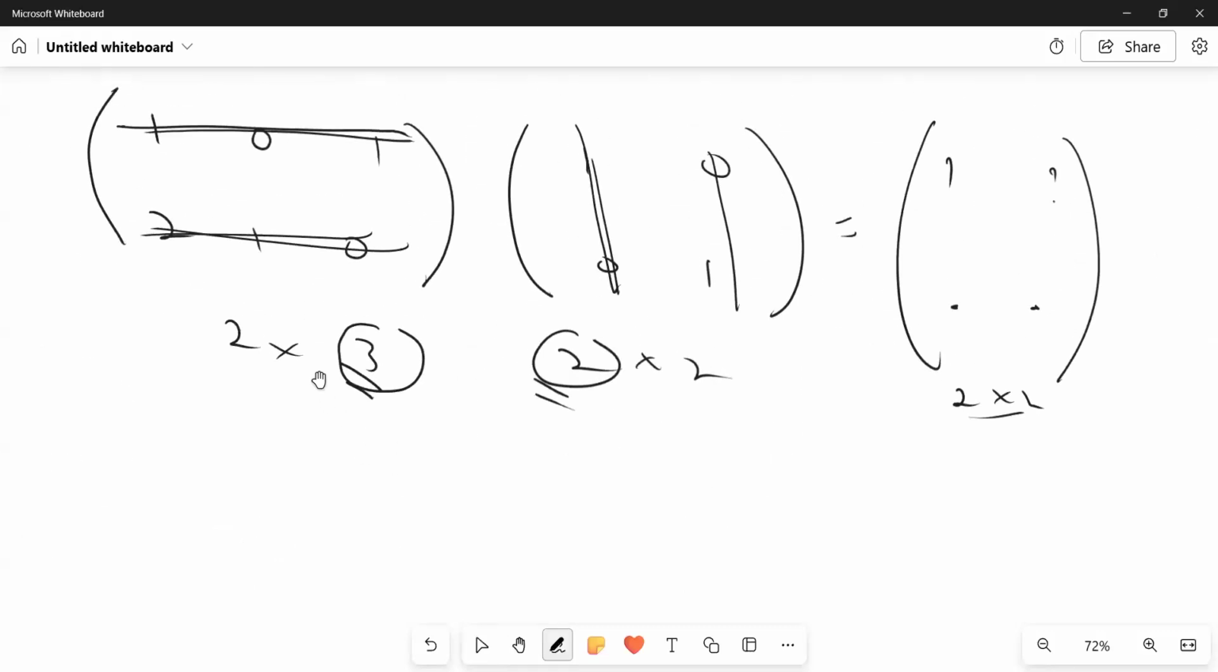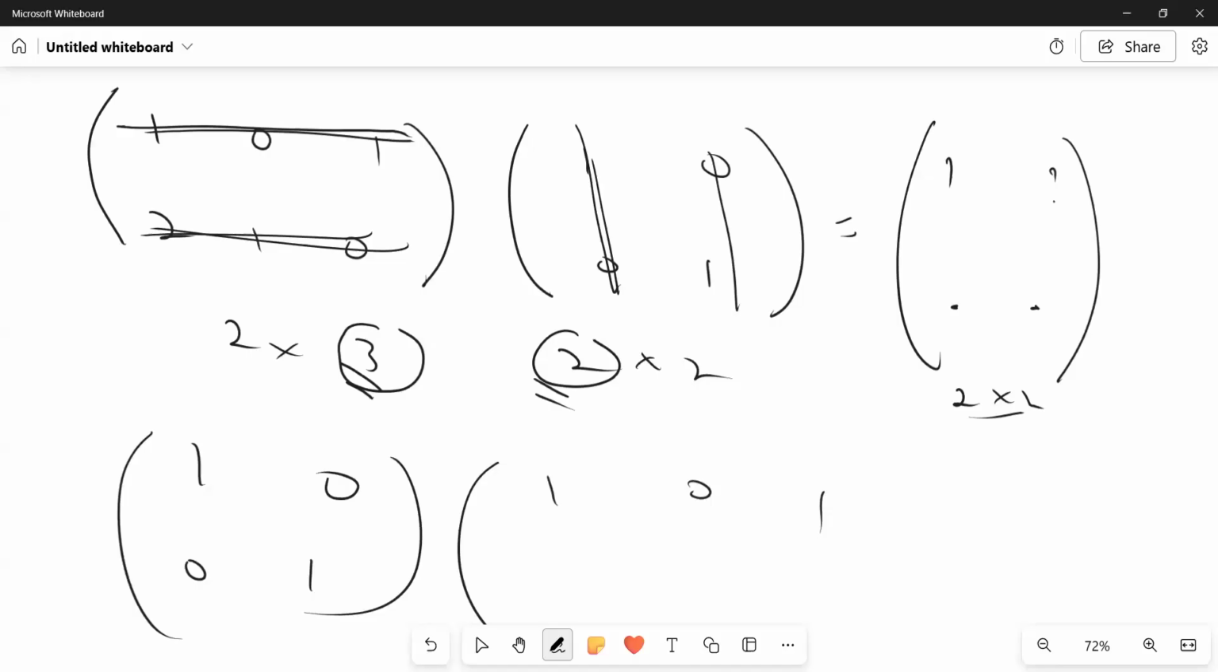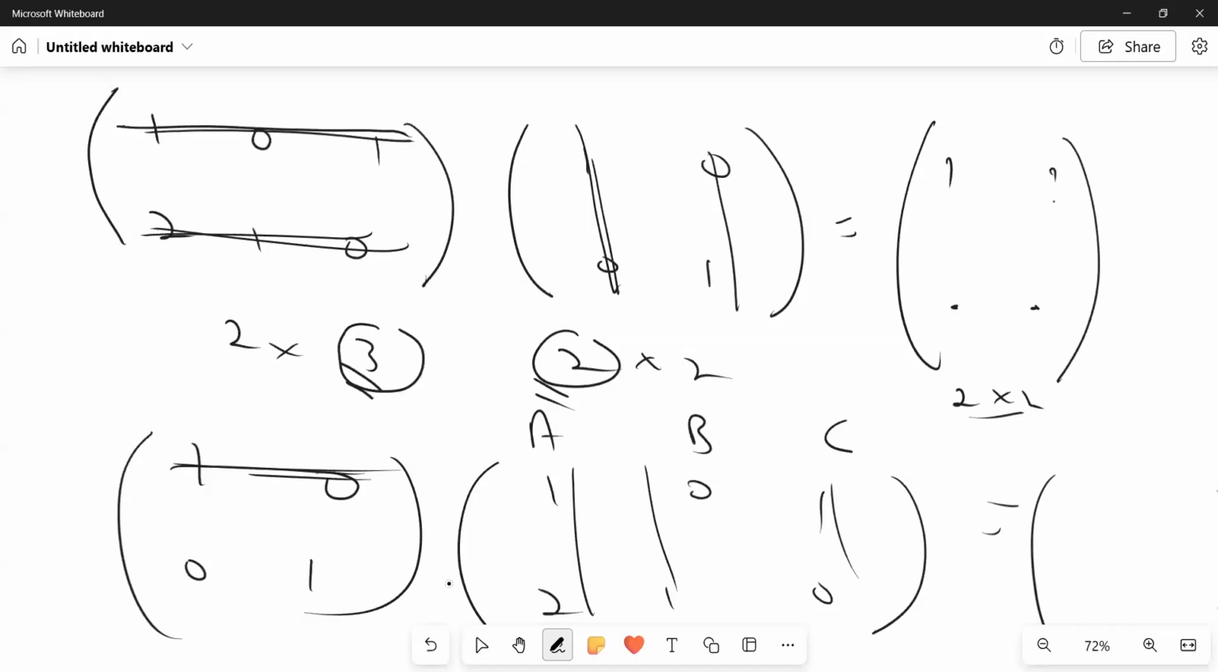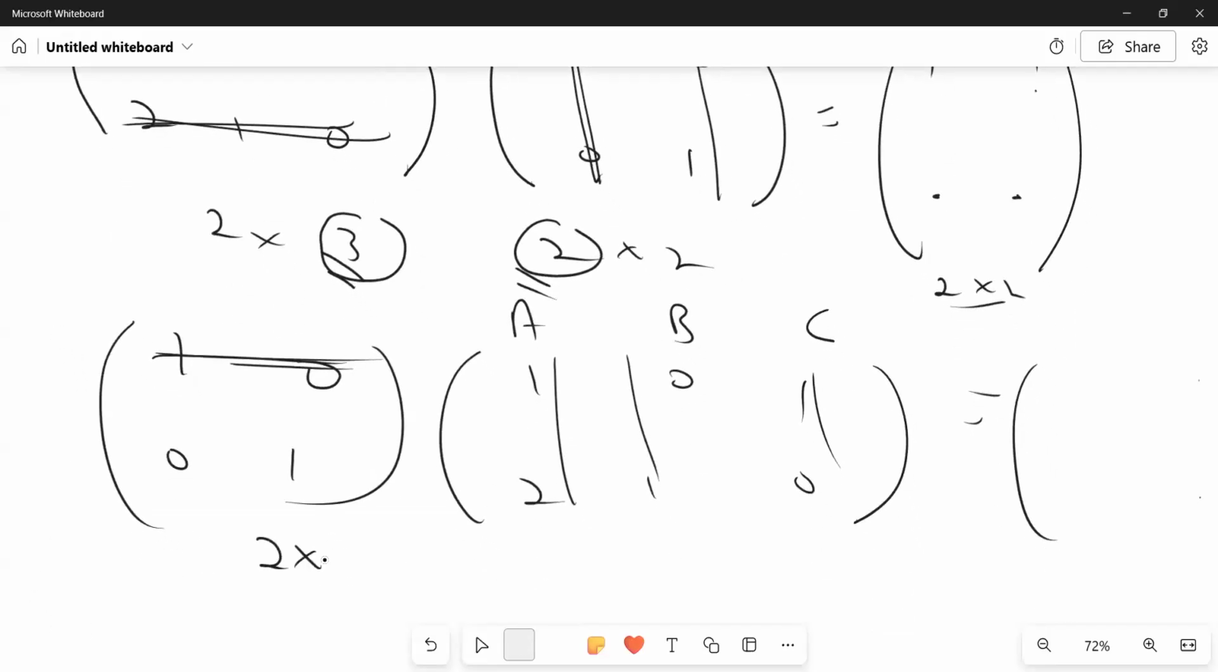However, if I were to go back there and switch it around, watch here. If I take this and switch it around, I have 1, 0, 0, 1. And I multiply by 1, 0, 1, 2, 1, 0. Good. So let's say this is the vertices of a triangle. This is a 2 by 2, and this is a 2 by 3. So this number and this number is correct. It's the same. And our answer is a 2 by 3.